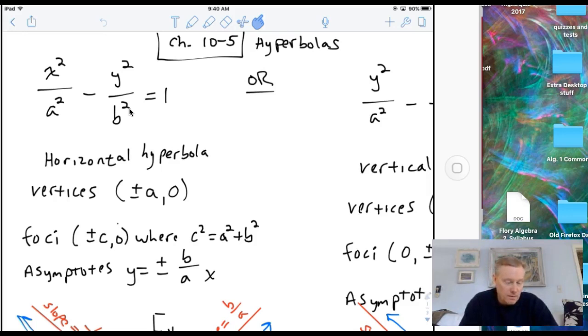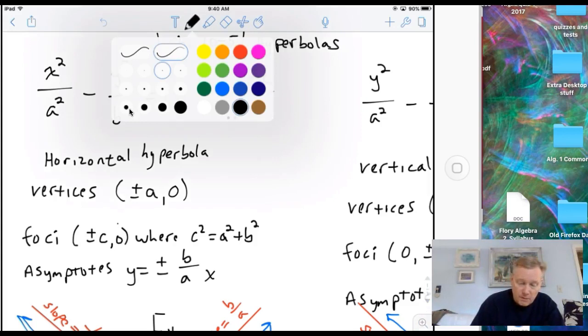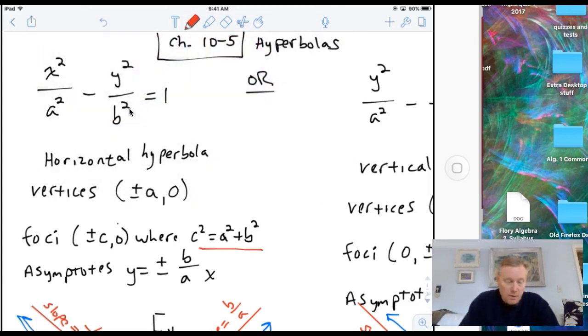So if I take this one for a minute, where the x squared is over the a squared, this is what's called the horizontal hyperbola. It has vertices at plus or minus a, 0, which means that the vertices are just on the x-axis. Foci will also be on the x-axis, and we use the formula c squared equals a squared plus b squared to find foci where needed. Asymptotes would be y equals plus or minus b over a times x, which means the slope of that asymptote is going to be plus or minus b over a.